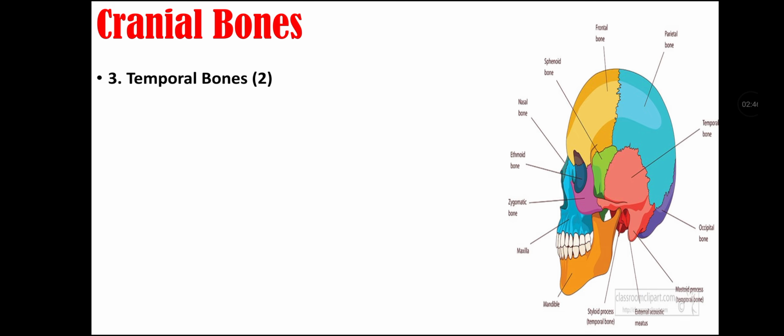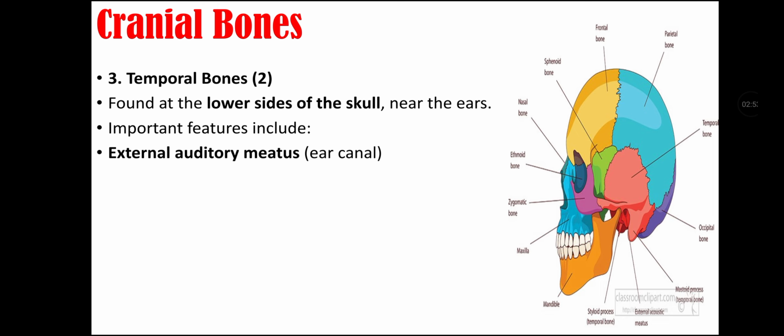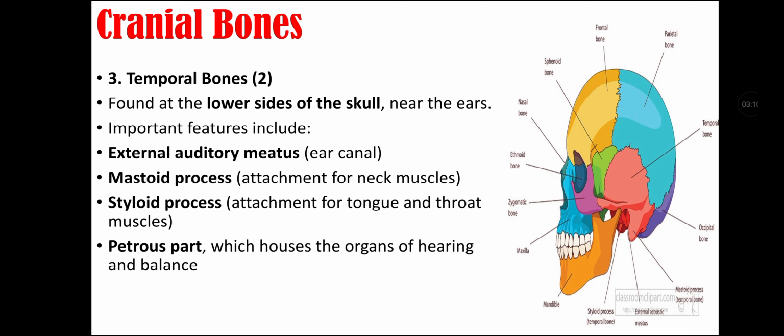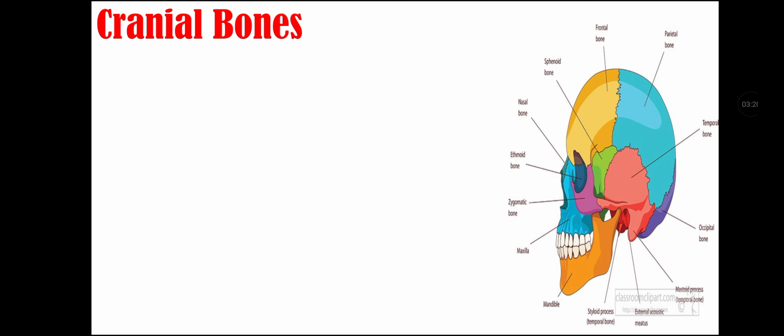Then we will talk about temporal bone, that is pair bone. That means there are 2 temporal bones in every skull. They are found at the lower sides of skull near the ears. Important features of temporal bone include: first is external auditory meatus, that is also called as ear canal. Second is mastoid process, that is for the attachment of neck muscles. Third is styloid process that provides attachment for tongue and throat muscles. Fourth feature is petrous part, that is part of temporal bone that houses the organ of hearing and balance, and it also forms part of temporomandibular joint with the mandible.